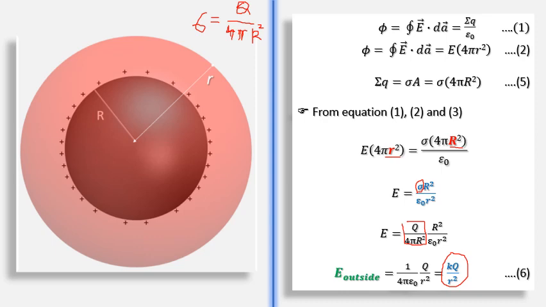It means that this shell is behaving like a point charge only when you are finding the electric field at some point outside. Okay, so that is the electric field of the shell at some point outside. And what is the electric field inside? 0. So before concluding, we'll compare the two.